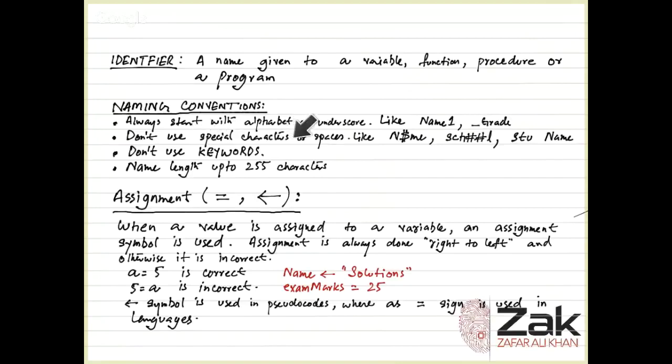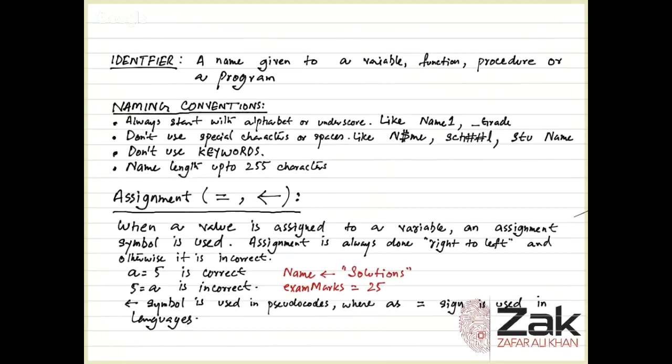Do not use special characters or spaces. It's not allowed. These spaces are not allowed. Don't use keywords. All the keywords related to pseudocode or language should not be used as names of the variables or identifiers. And length should be within 255 characters. That's it for naming conventions and identifiers, and then it comes to assignment.